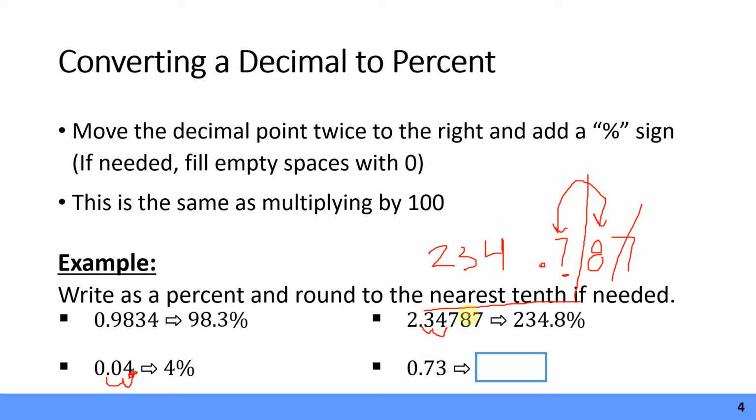All right, last one here. Just like the ones we've been doing before, move it twice to the right and then add the percent sign. So hopefully we all agree there. The final answer would just be 73%. Okay, so this is how you convert a decimal to a percent.